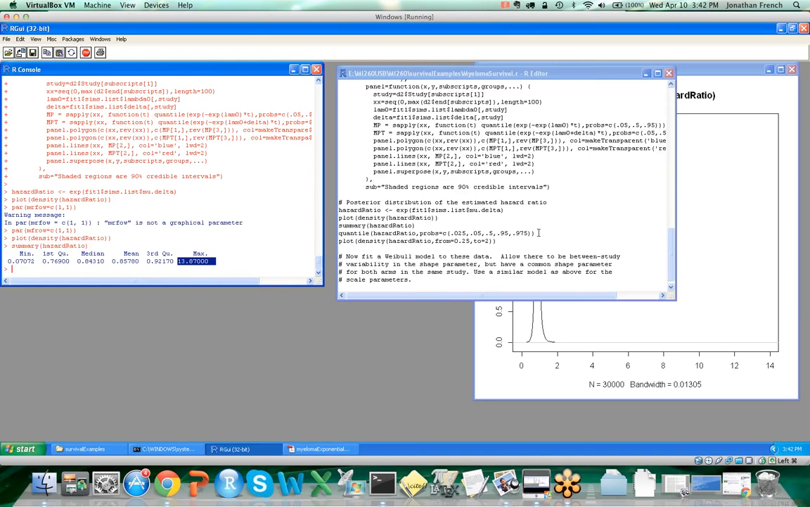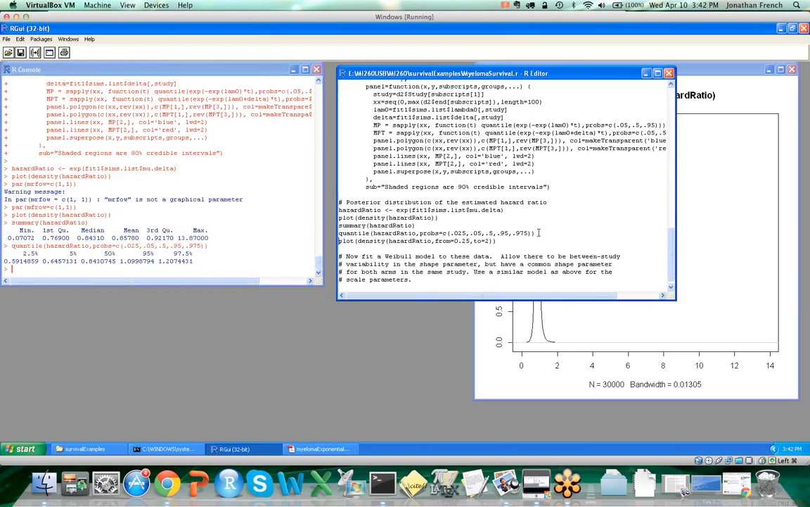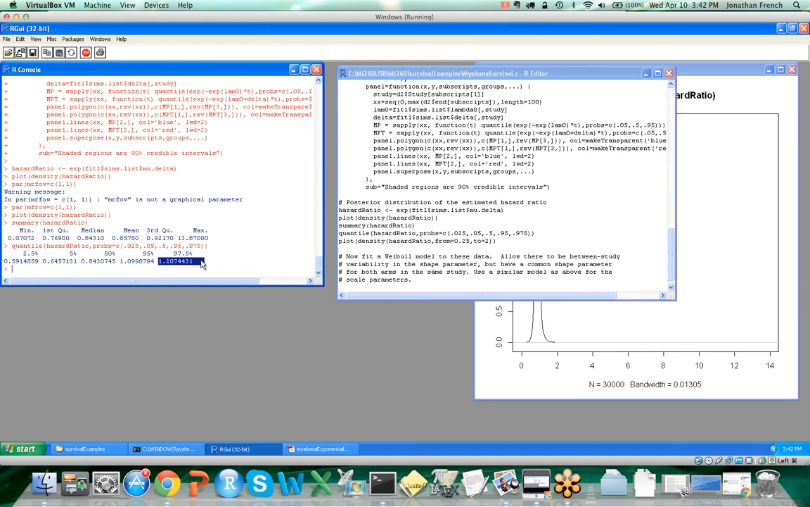But the bulk of the probability mass, the bulk of the mass of the distribution here, lies between about minus 0.6 and 1.2, 1.21. That would be a 95% credible interval for the hazard ratio. In this case, a hazard ratio less than 1 would be evidence of a beneficial effect of adding thalidomide to NP.